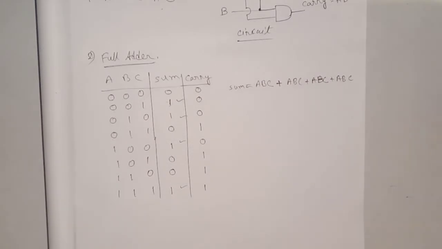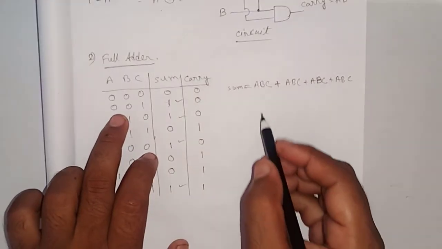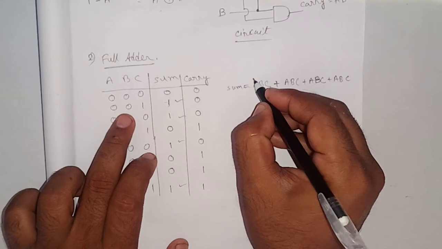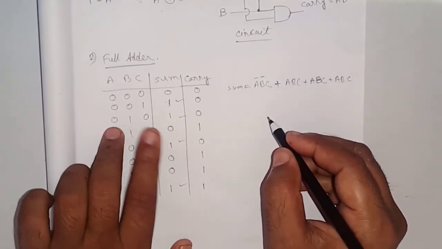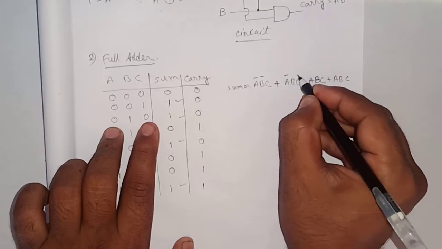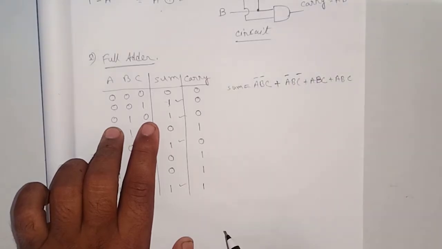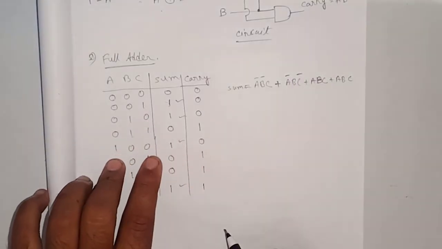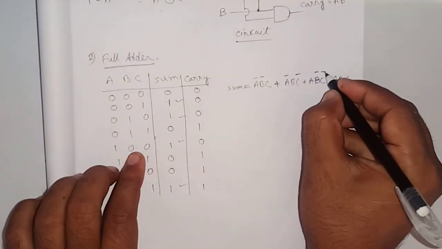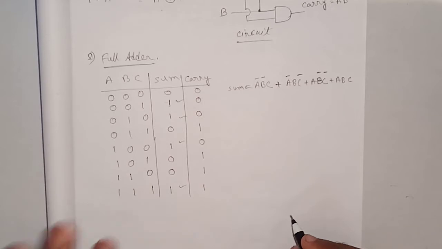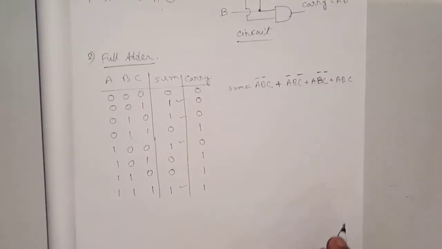Now where is the bar? In the first term, bar on A and B, because A and B values are 0, we are writing bar. Next, A and C bar, it will help you to write the answer easily. Then B and C bar, and last all are 1, so no bar. So from this expression we solve it.